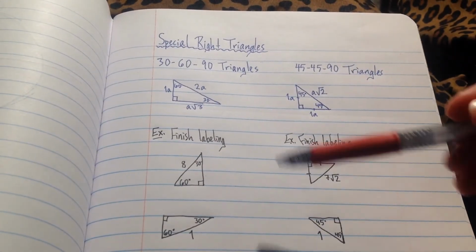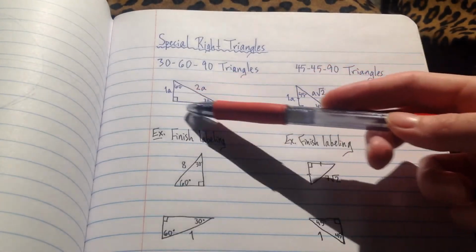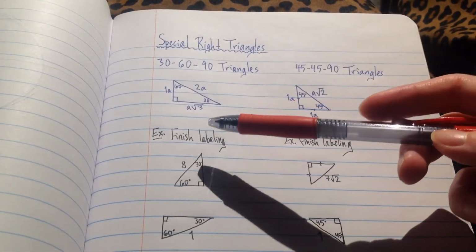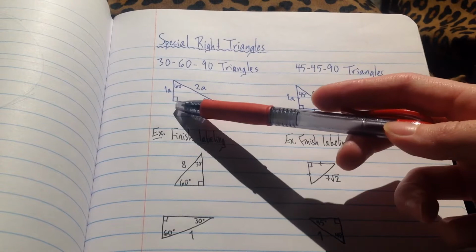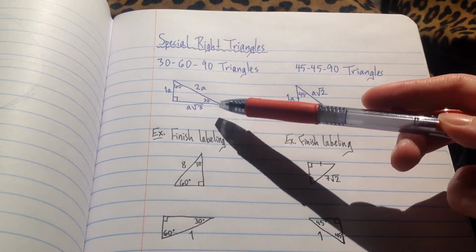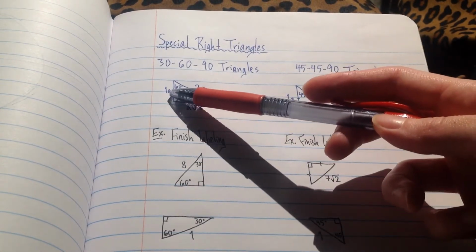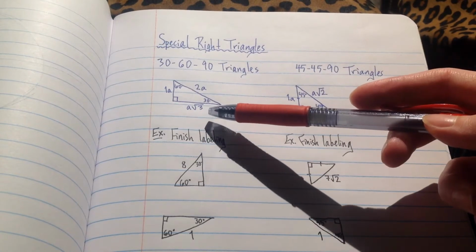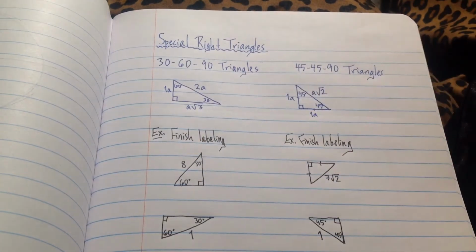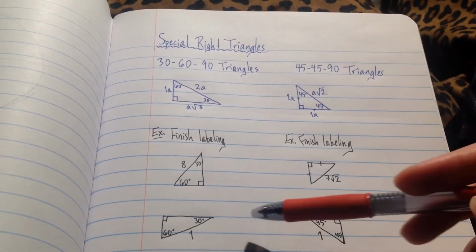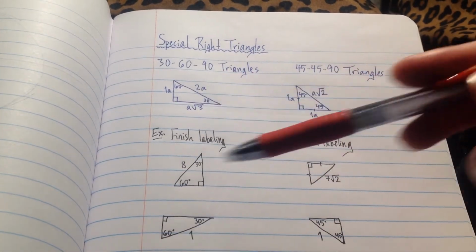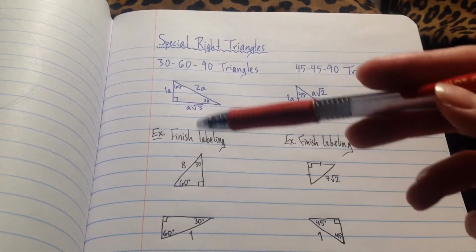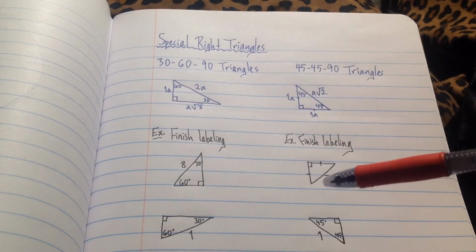So 30, 60, 90 is called that because it has 30, 60, and 90 degree angles. And you have consistent ratios to your sides. Your shorter side, which is across from the 30 degree angle, would be 1a. Then your longer leg is a square root 3, and your hypotenuse is 2a. Your value of a will change because you might have a big 30, 60, 90 triangle, you might have a smaller one, but they all have those consistent ratios.